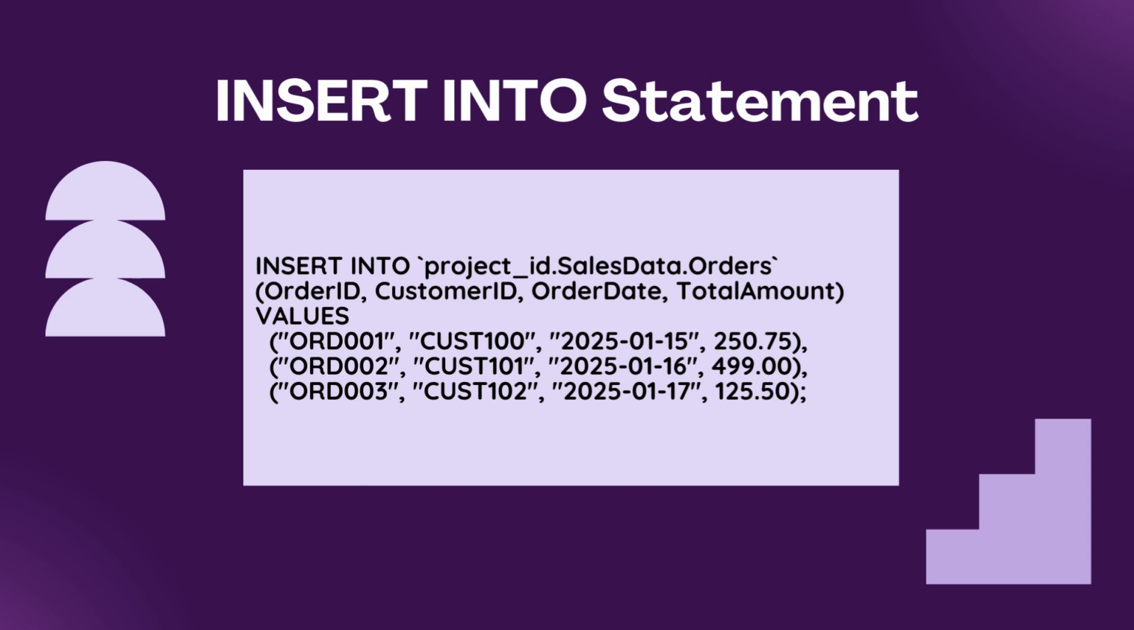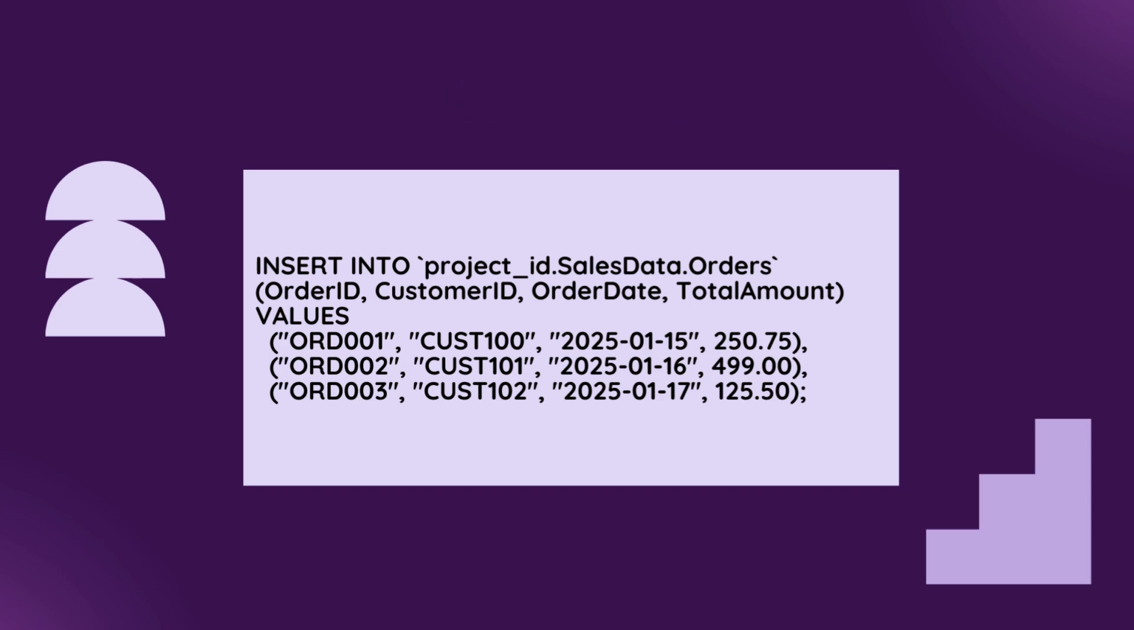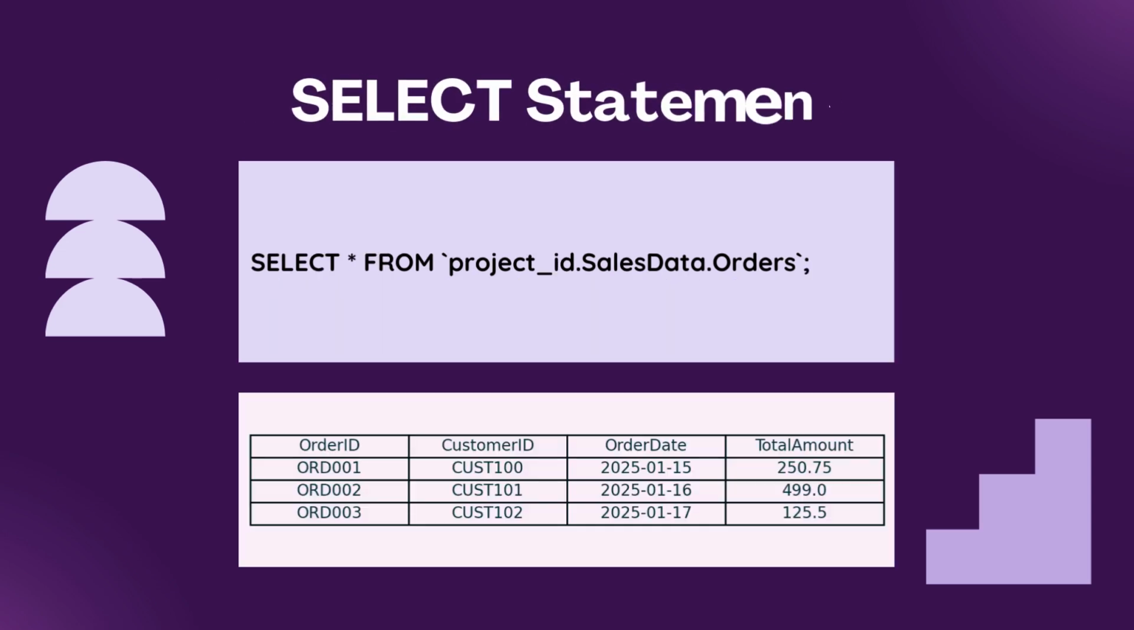Each row has a unique order ID, the customer ID, the date of the order, and the total amount. What's nice is that you can insert multiple rows at once by separating them with commas, just like we did here. Now, let's check the data with a simple query. Select asterisk from _project_id.sales_data.orders. As you can see, the table now has 3 records that we just added.